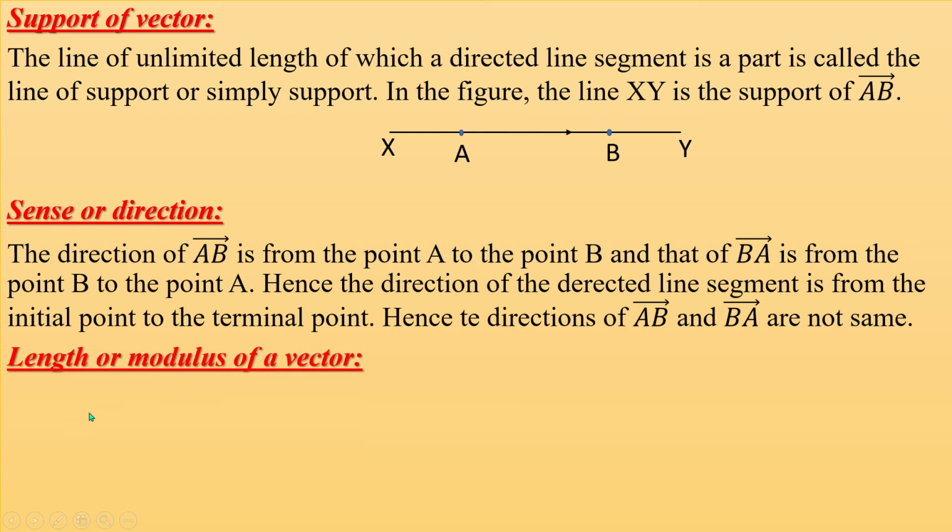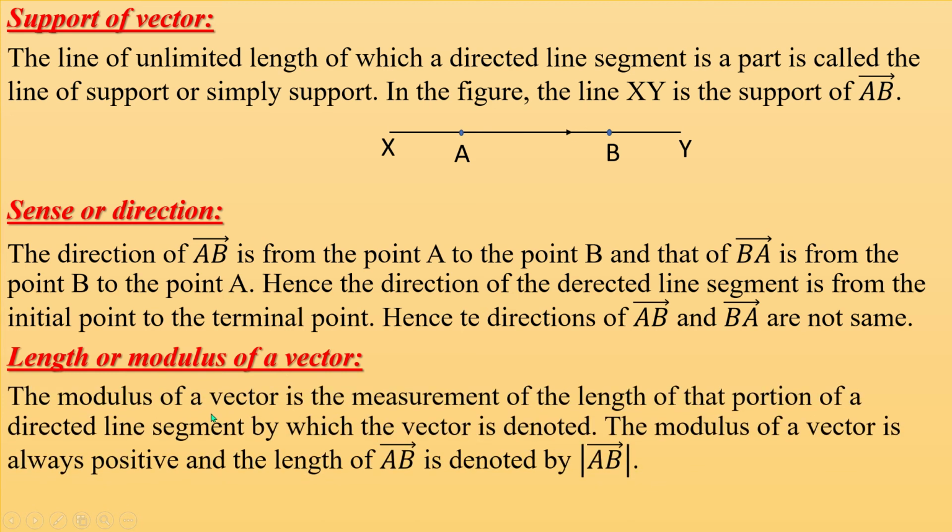Length or modulus of a vector. The modulus of a vector is the measurement of the length of that portion of a directed line segment by which the vector is denoted. Here is AB. This is the length. The modulus of a vector is always positive, and the length of vector AB is denoted by the absolute value of vector AB. Clear?